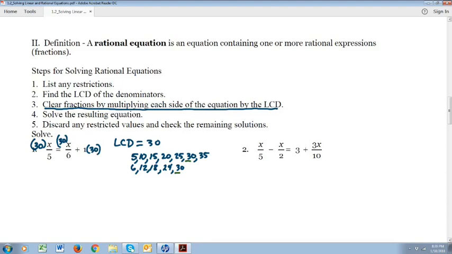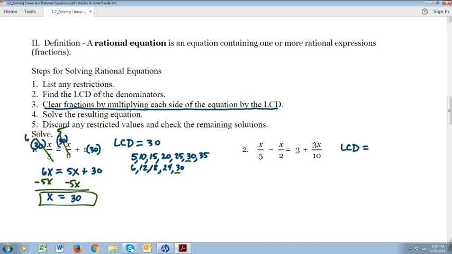Now notice 30 times x over 5, the 30 cancels with the 5. 30 divided by 5, or 30 over 5, is 6, and we're left with 6x. On the other side, 30 divided by 6 is 5, and I'll be left with 5 times x, or 5x. And don't forget, you also have to multiply the 30 times the 1, even though it's not a fraction. We multiply each term by 30. And now notice we cleared fractions, and so at this point we need to get x on one side only, and we're going to get x equals 30.